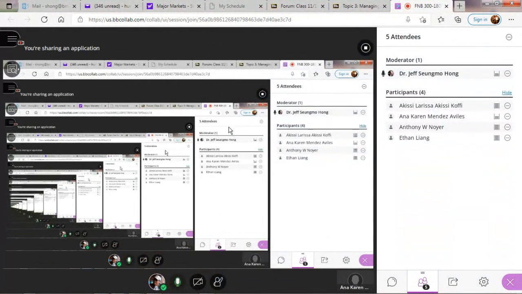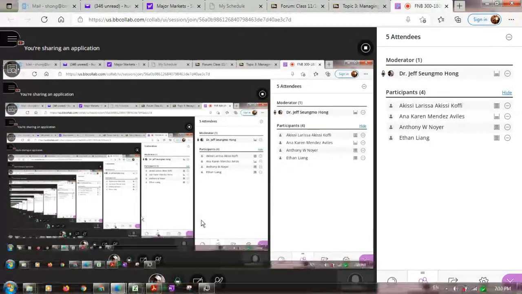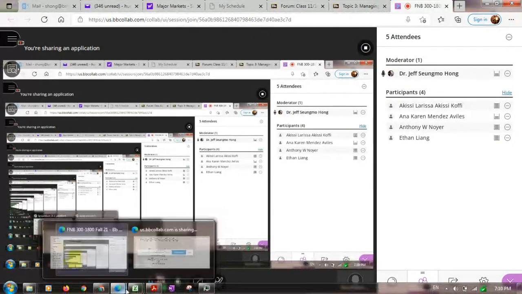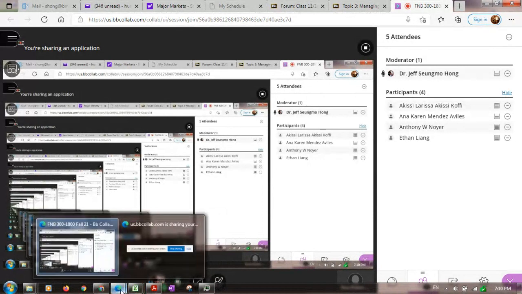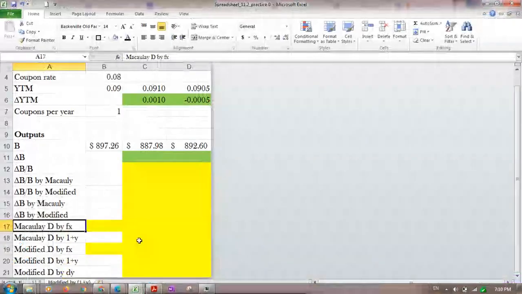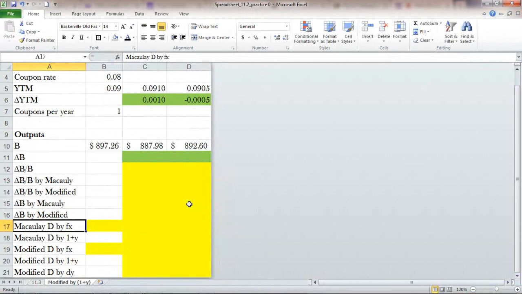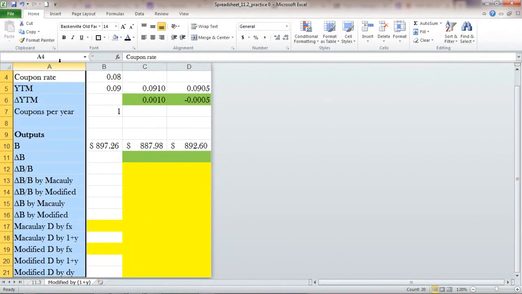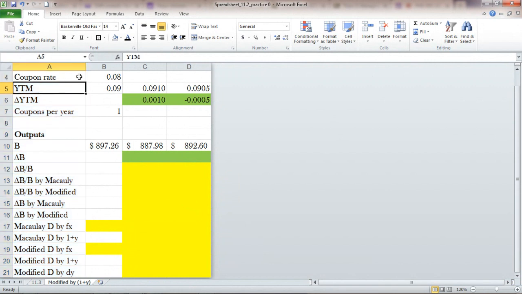All right, we're back. Now we're back. So let's continue with this exercise. Here, column A is a bunch of variables. First of all, yield to maturity, so it's basically like this, coupon rate. Yield to maturity is Y.